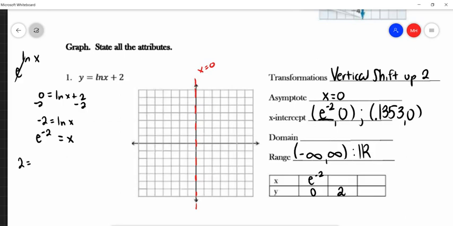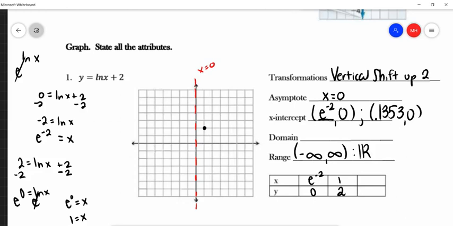So 2 equals ln of x plus 2. I'm going to solve this, which means once again I start by subtracting 2. 0 equals ln of x. We take the e of both sides. So ln and e are gone. E to the 0 equals x, and anything to the 0 power is 1. So this is 1 equals x, which means I have the point 1, 2.